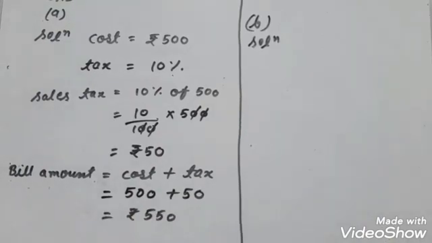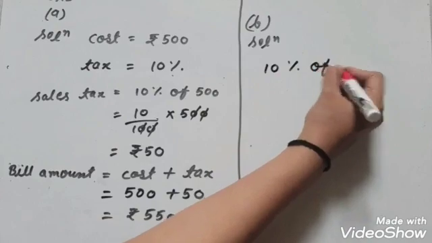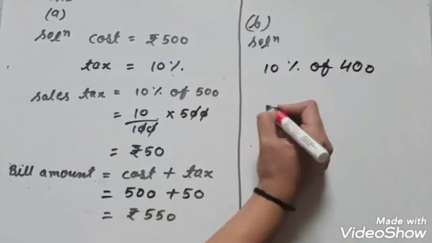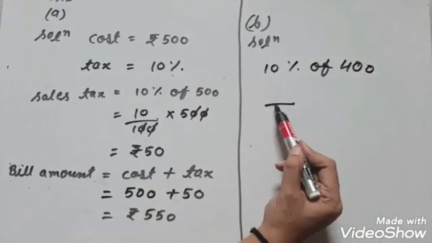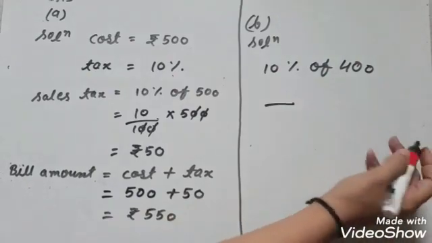Students, repeat the same process in part B. A set of badminton rackets at rupees 400. So what to do? You have to find out 10% of 400. You will get an amount here, and you have to add this amount to the cost of the badminton rackets, means 400. Okay, and you will get your answer.